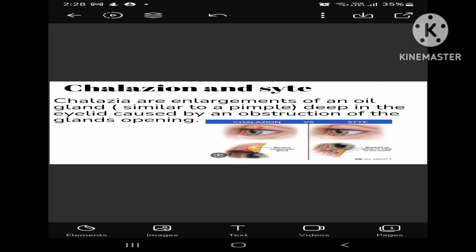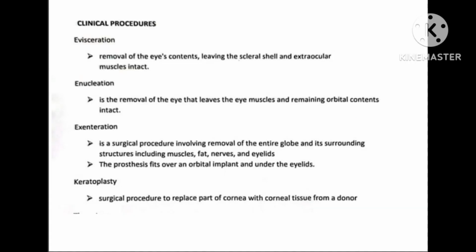Next condition is chalazion. Chalazia are enlargements of an oil gland, similar to a pimple. It's deep in the eyelid and caused by an obstruction of the gland's opening. So these are the pathological conditions, and next we will discuss clinical procedures.